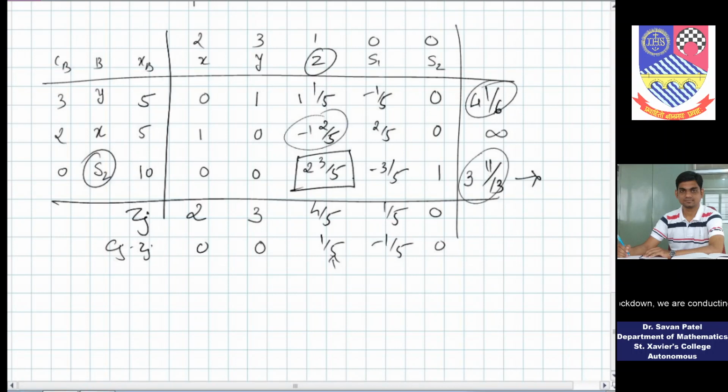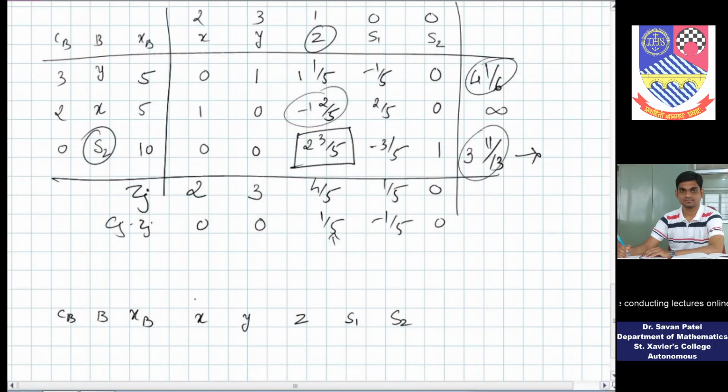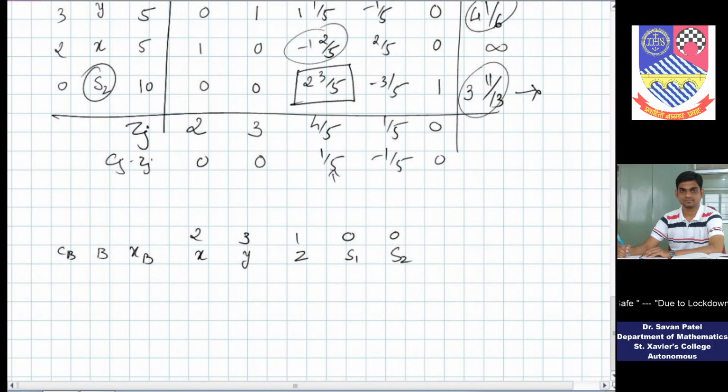We are having the table in this way, that is CB, B, XB, X, Y, Z, S1, S2. Let me write the coefficients first of all: 2, 3, 1, 0, 0. In the basis we are having now, instead of S2 we are having Z. So instead of S2 we write Z, otherwise everything is the same.